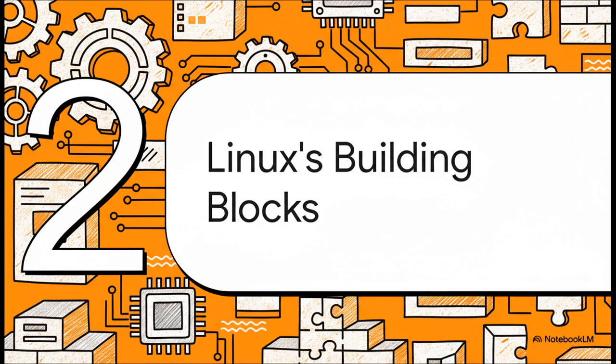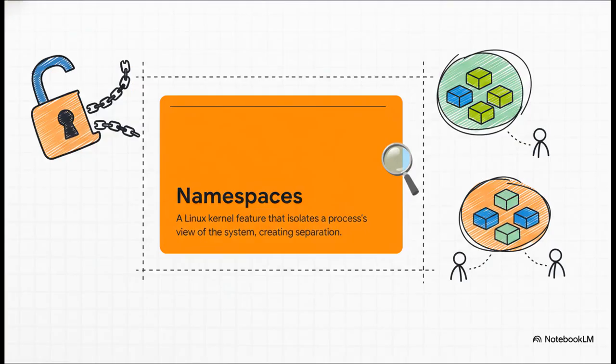So to really get this, we've got to go back to basics. We need to look at the original building blocks. These are fundamental features baked right into the Linux kernel that make all of this possible in the first place. First up, namespaces. This is basically the magic ingredient for isolation. A namespace is a super cool kernel feature that carves up the system's resources, so one process, or a group of them, can have its own private view of things, completely separate from everyone else. This is the absolute foundation of separation.